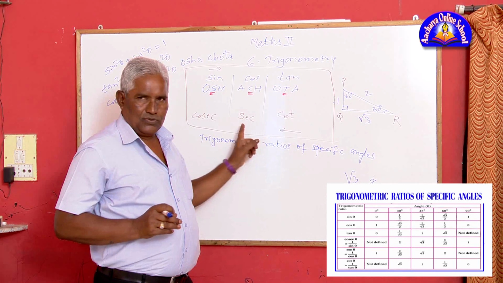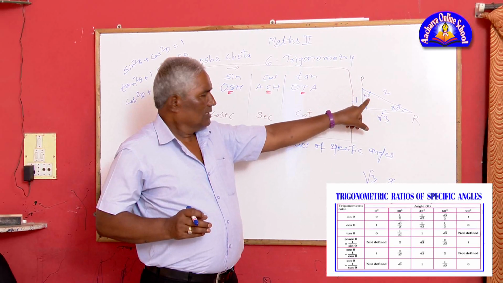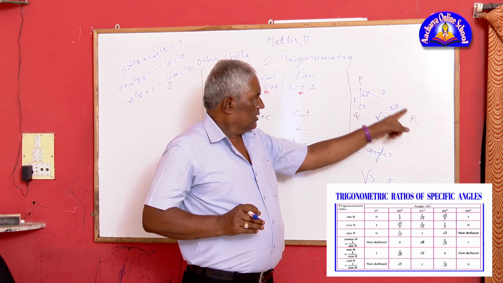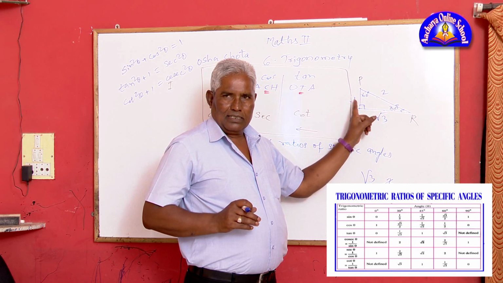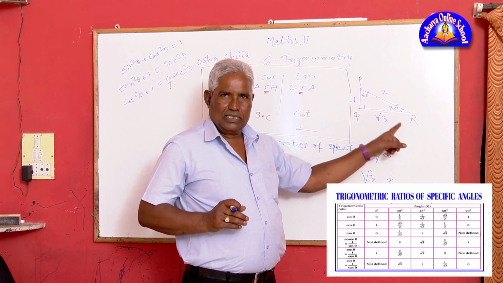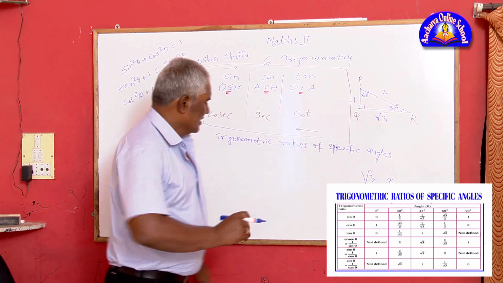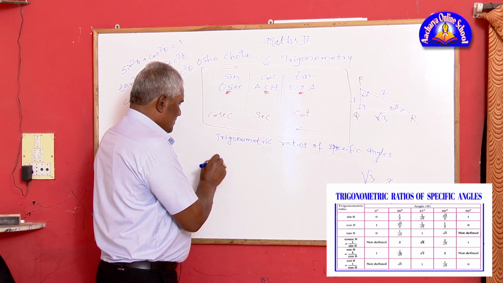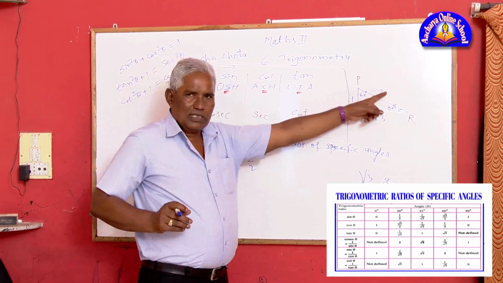There are 6 ratios of 30 degree and 6 ratios of 60 degree. See here, how will you remember this triangle? You write here 30, here 60, and you write here 1, 2, root 3. You have to keep this sequence: 1, 2, root 3. See here, now sin 30 is equal to opposite upon hypotenuse.